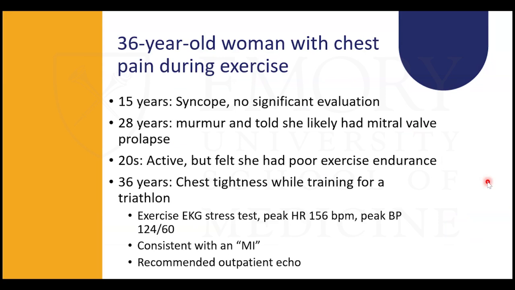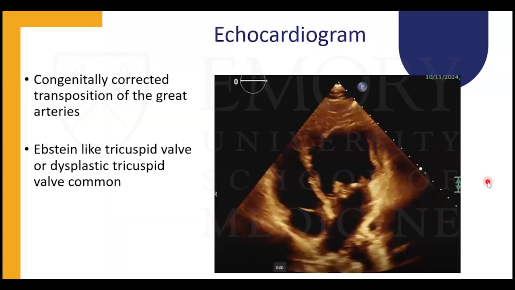Our next case is a 36-year-old woman with chest pain during exercise. She developed syncope at age 15 years and did not receive any evaluation. At 28, she was noted to have a murmur and was told this was likely mitral valve prolapse and did not need further follow-up. She did note that in her 20s, she felt active, but always felt to have a poor exercise endurance despite significant training for marathons. At age 36, while she was training for a triathlon, she had some chest tightness and presented to an emergency department for evaluation and was noted to have an EKG consistent with a myocardial infarction, and they recommended an outpatient echocardiogram.